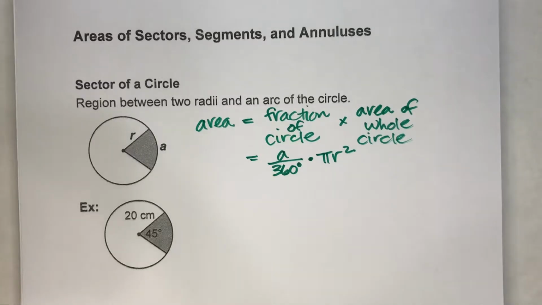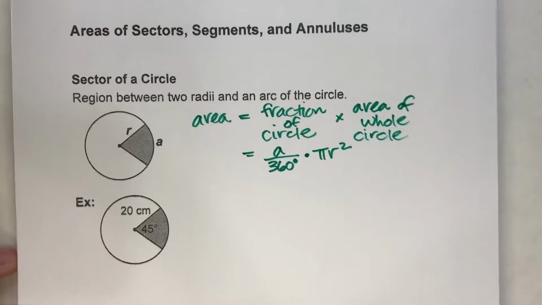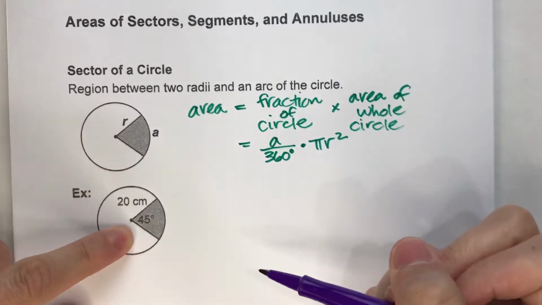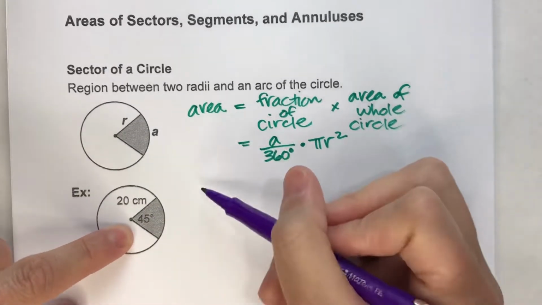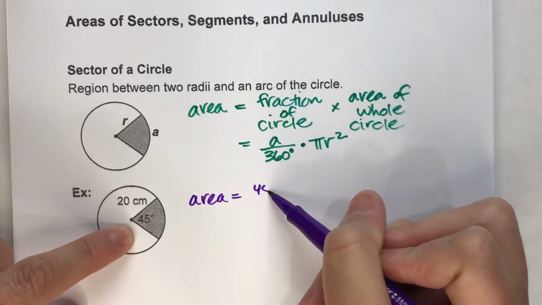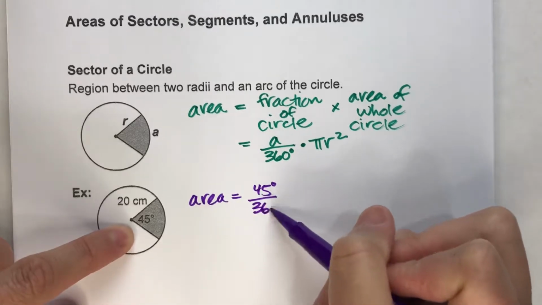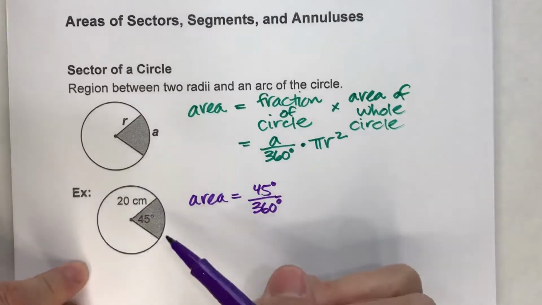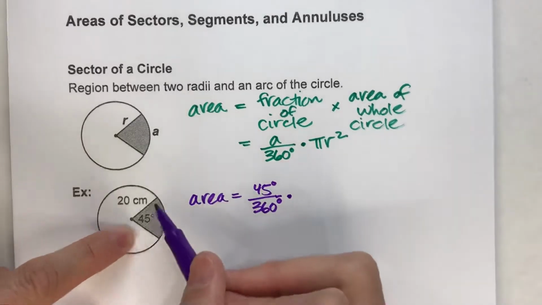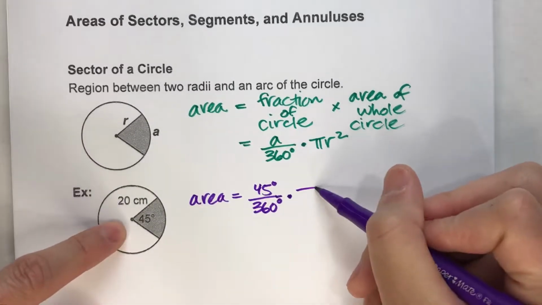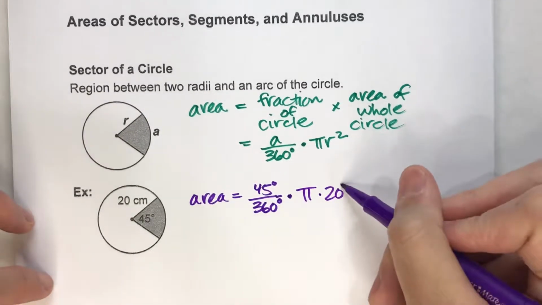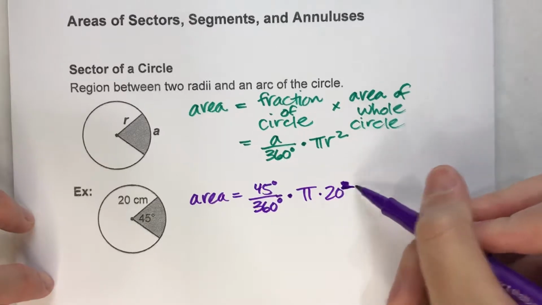All right. So in this example, you see that the radius is 20 centimeters and this angle in here is 45 degrees. So to find the area, we're going to take that angle, 45 out of 360 degrees, because that's what fraction of the whole circle we're looking at. And we're going to multiply that by the area of the whole circle, which is pi times 20 squared. There we go, squared, not degrees.